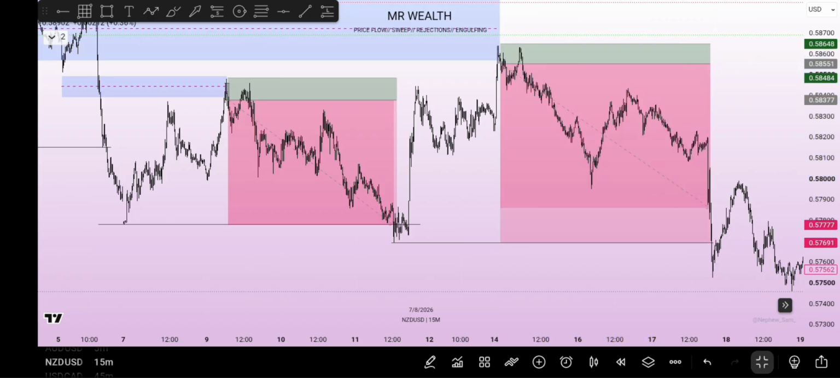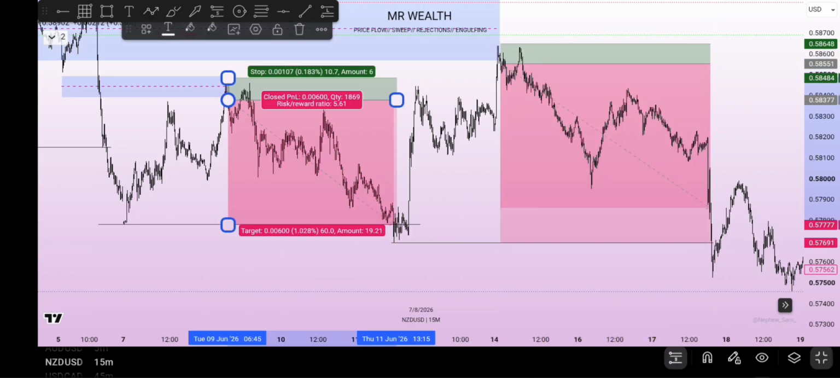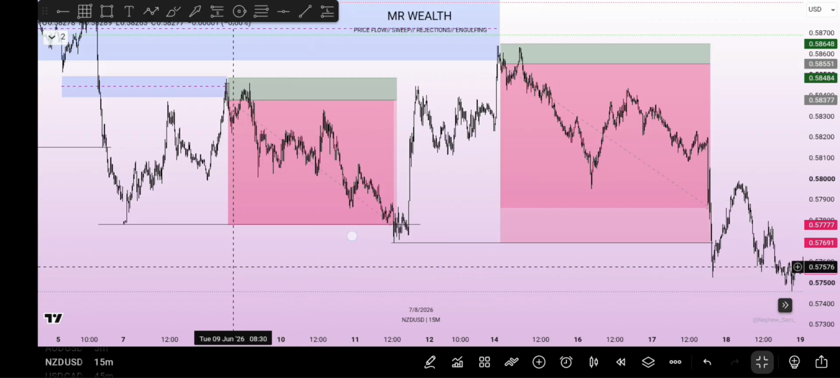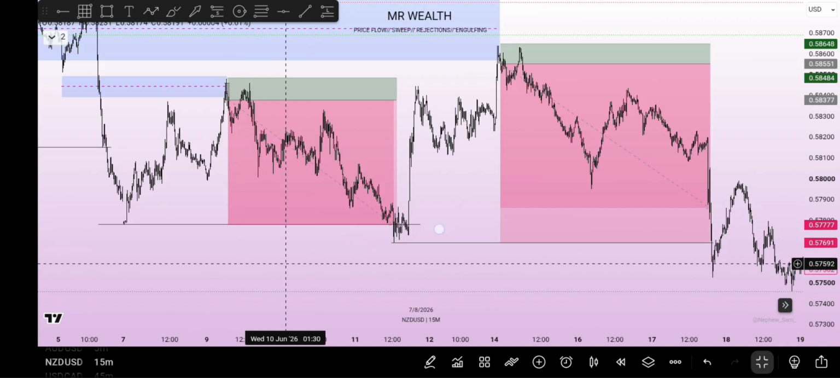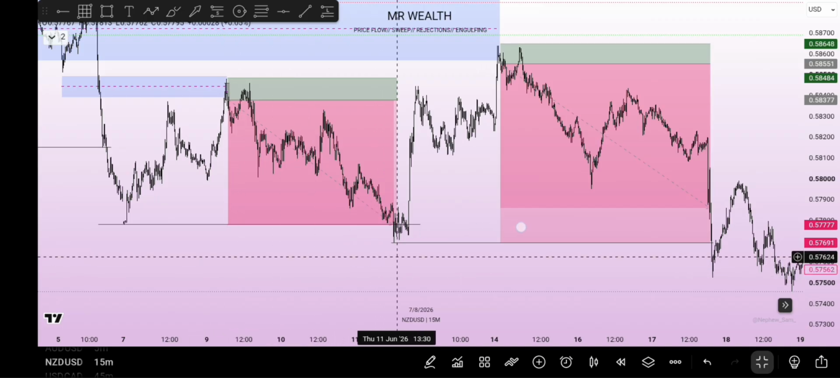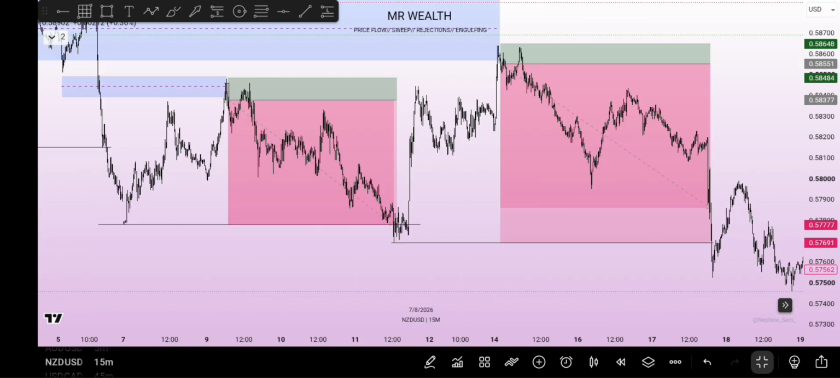So that's it for NZDUSD. This one triggered on the 9th of June and ended on the 11th of June. So that is it.